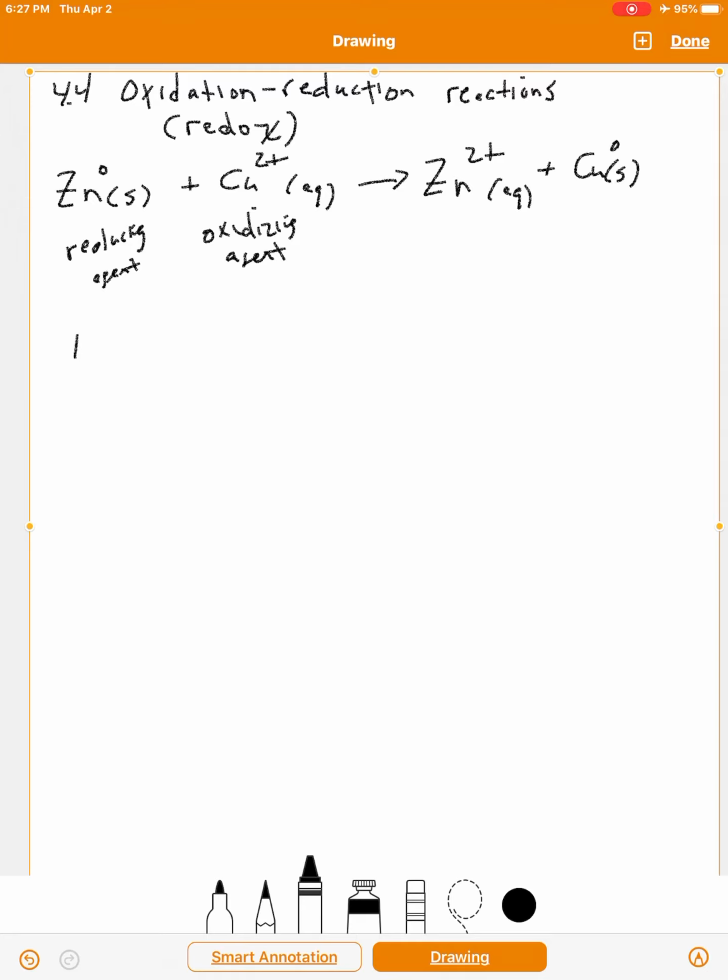Now, what we're going to do is use what's called half reactions. We're going to write half reactions here. Half reactions are a method of analysis for redox reactions. So what you do with a half reaction is you take the first element and you write it just as it is in the equation. Zinc solid as a reactant is converted to zinc aqueous plus 2 as a product.